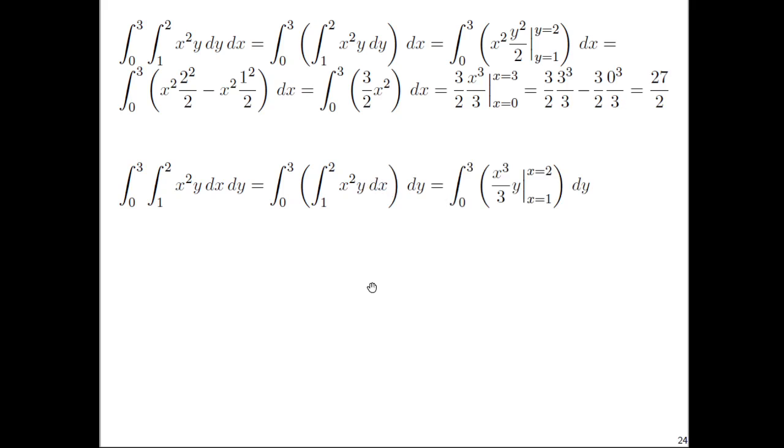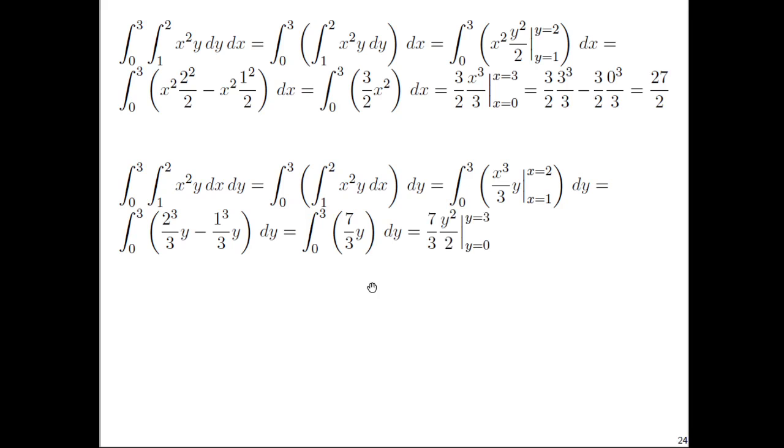So that integral would look like this: x squared would anti-differentiate to x cubed over 3. Just copy the y, because that's just like if there was a 5 there or something. Then we need to evaluate this at 2 and at 1 for the x values. We'll get 8 over 3 minus 1 over 3, so 7 over 3 y. And now we have an integral with respect to y: y squared over 2 evaluated at 3 and at 0. Let's clean this up a little bit and get 21 over 2.